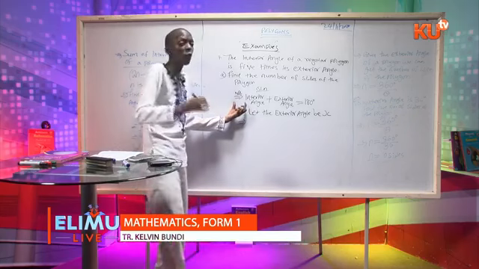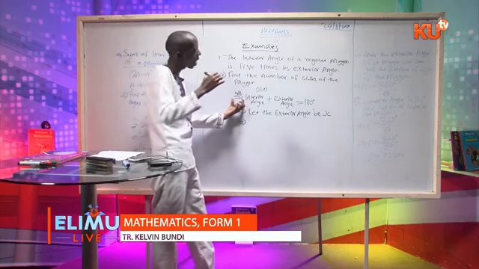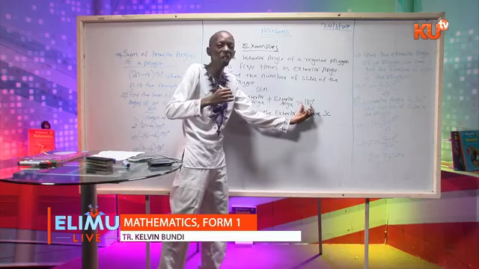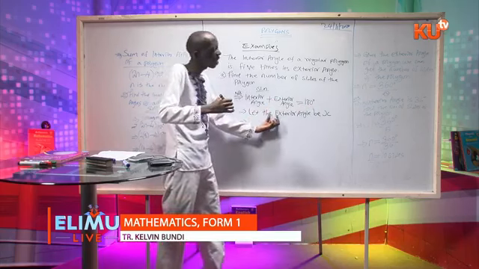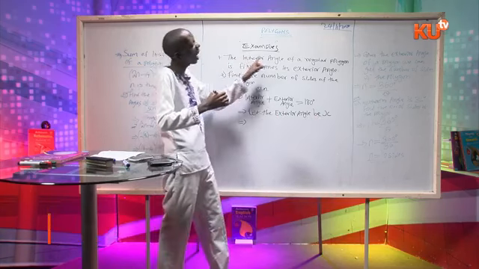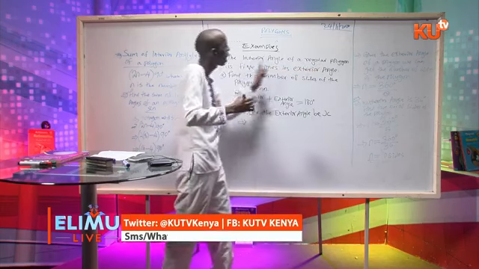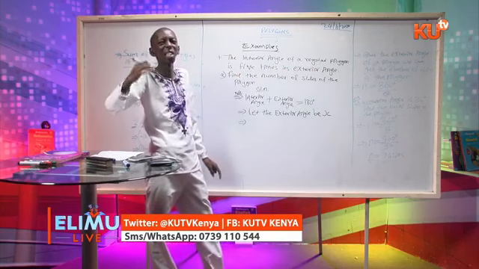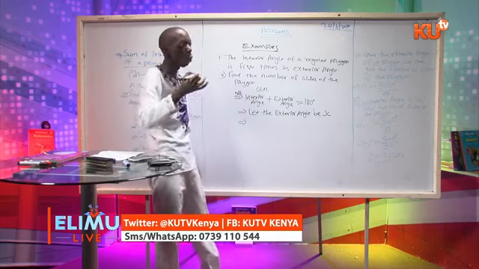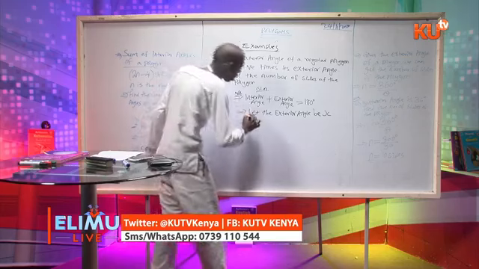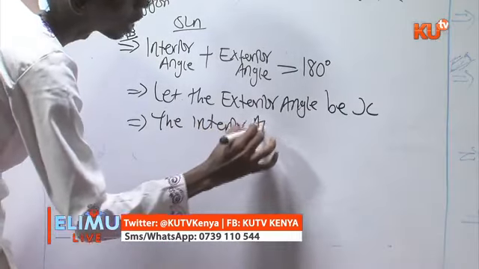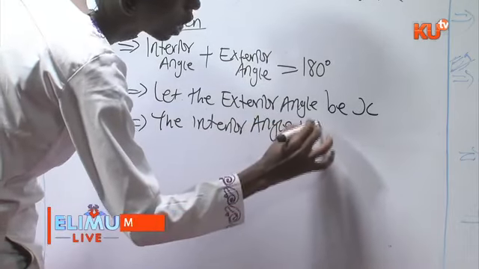Then, using our formula, I want us to note that interior angle plus exterior angle is equal to 180 degrees. We have let the exterior angle be x. And we are told that the interior angle of the regular polygon is 5 times its exterior angle. So if the exterior angle is x, what will be the interior angle? The interior angle will be 5x.